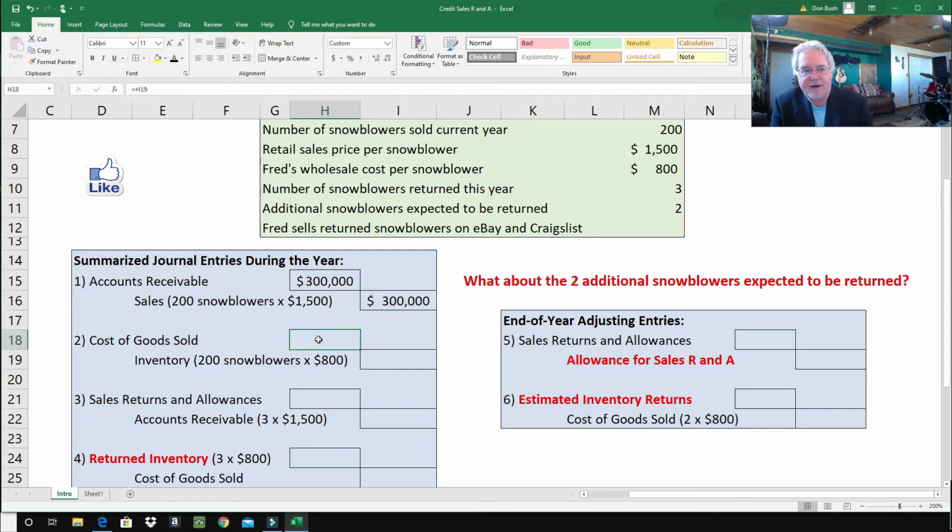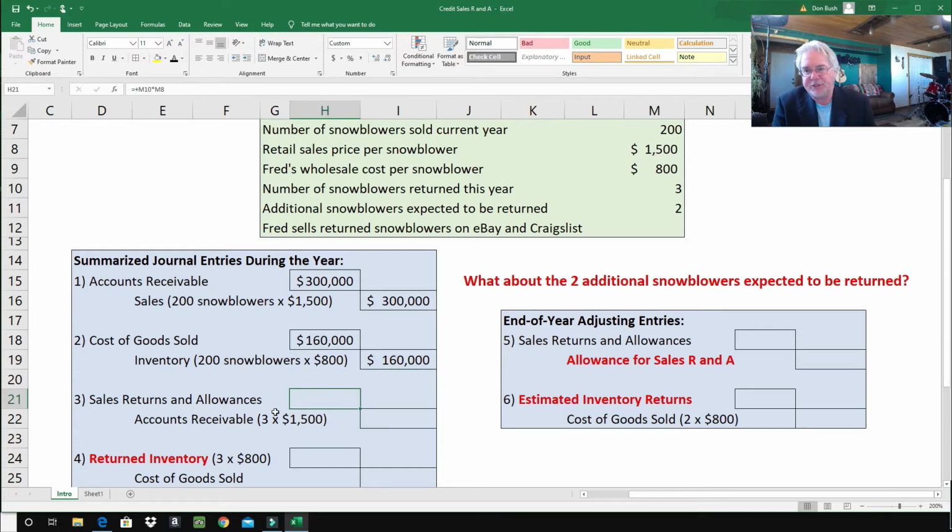Cost of goods sold. This is the cost of snowblowers for Fred. Fred sold 200 snowblowers, and the snowblowers cost Fred $800 each. So here we go: 200 snowblowers at $800 each is $160,000. Fred is debiting cost of goods sold, which is an expense account, and Fred is crediting inventory, reducing his inventory by $160,000.